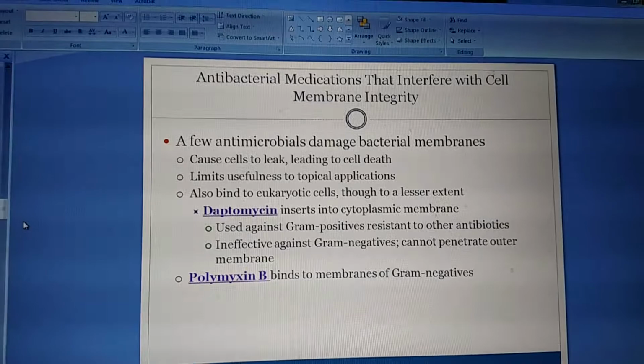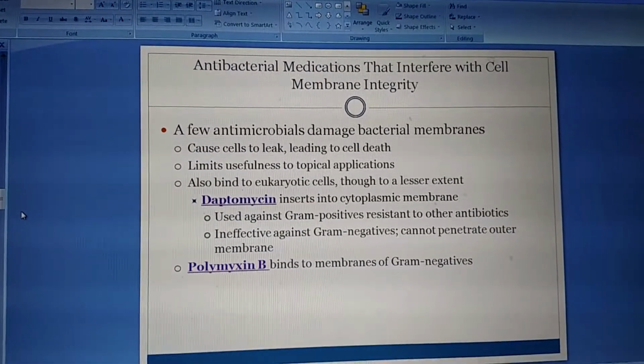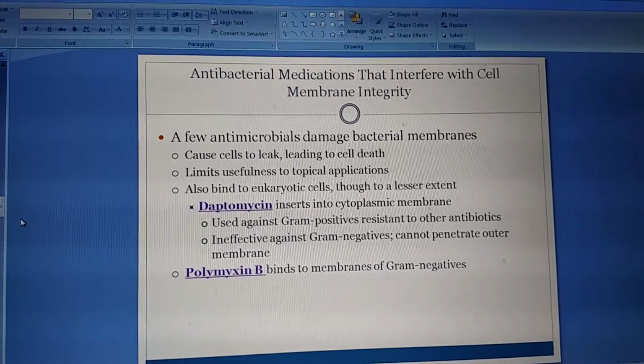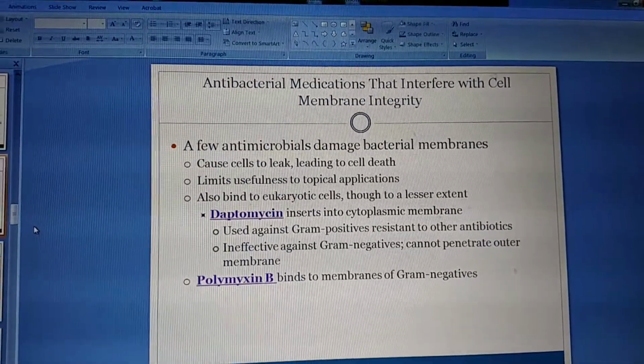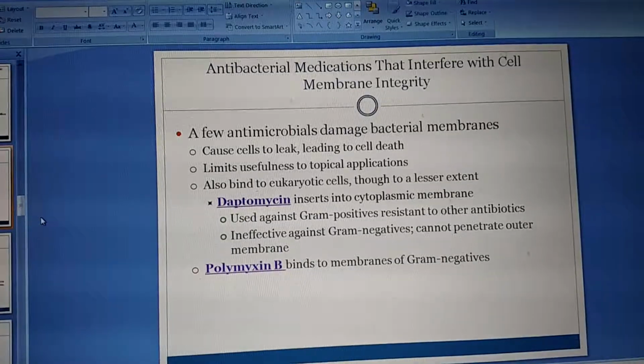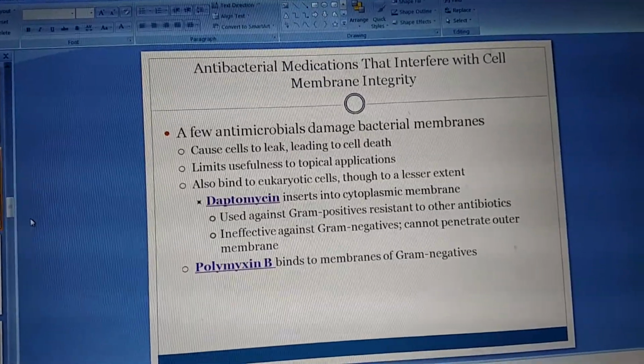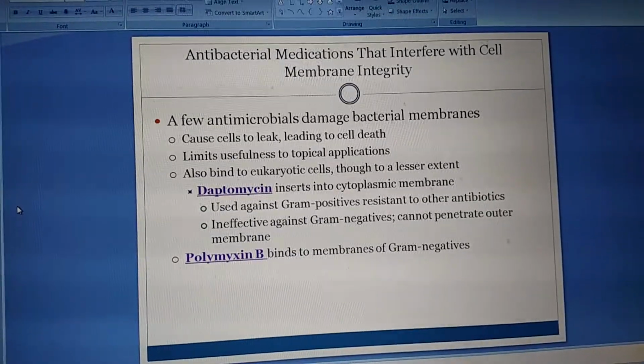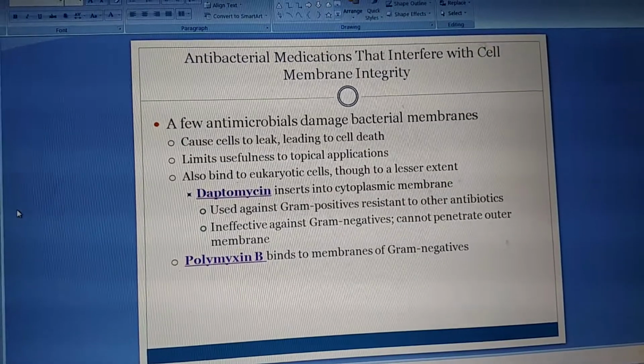Now, what this will do is actually cause the cell to leak, and it causes the cell to die. Unfortunately, we can only use these topically, and they tend to be not ideal because it also can cause our cells to leak, because they are capable of binding to our cells, even if it's to a lesser extent.